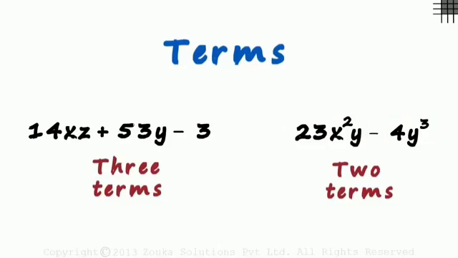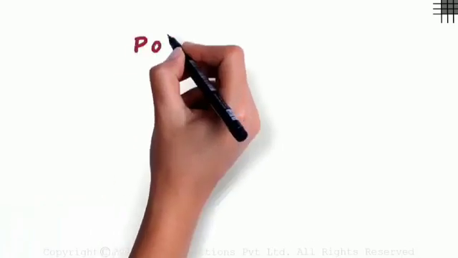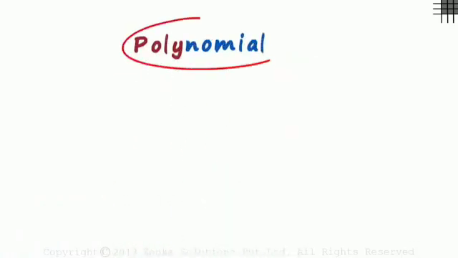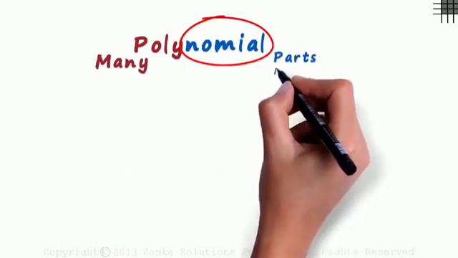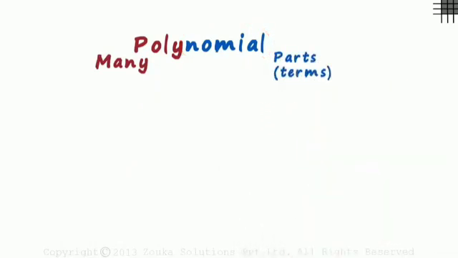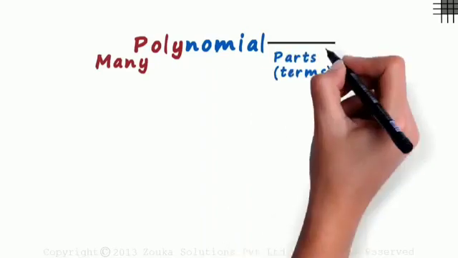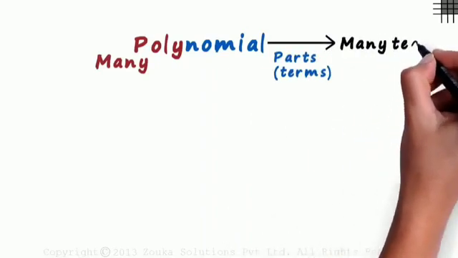Now we can move on to understanding the most important concept in algebraic expressions. It's the concept of polynomials. As you can see, the word has been colored into two parts. Poly means many and nomial means parts or terms in the case of algebraic expressions. And that's how the word polynomial comes about.